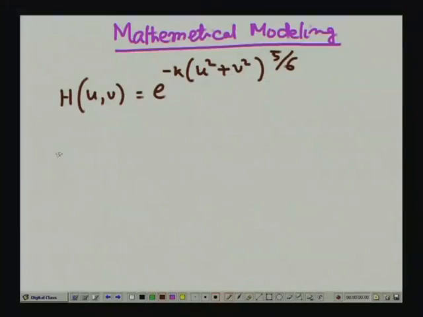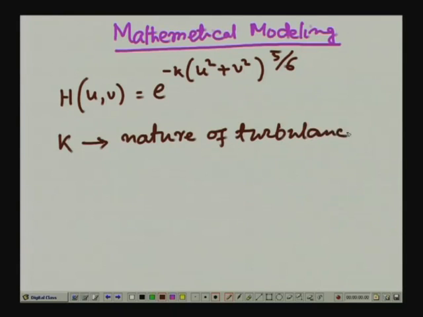Here this particular constant k gives you the nature of the turbulence. If the value of k is large, the turbulence is very strong, whereas if the value of k is very low, the turbulence is not that strong; it is a mild turbulence. So, by varying the value of k, we can set the intensity of the turbulence that is to be modeled.